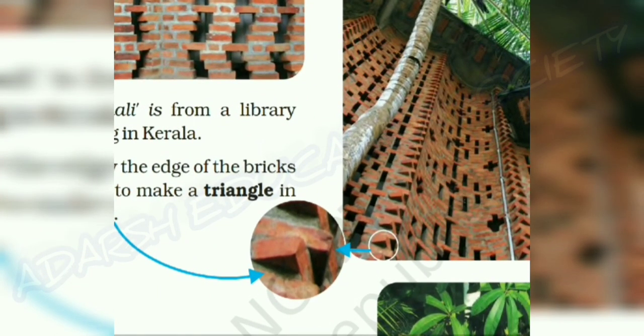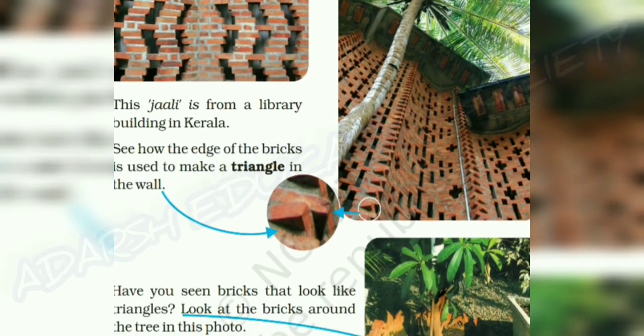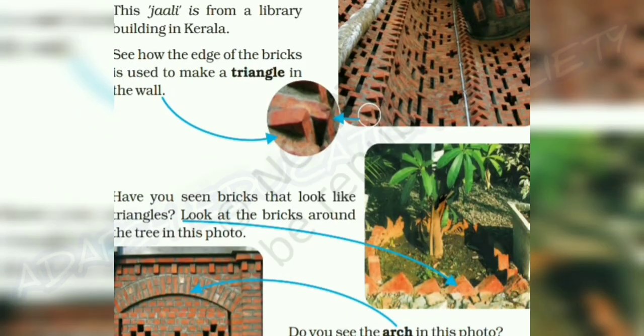How did they make the bricks like this? Look at the picture. They made bricks like this. The edges they have set like this and make different designs of brick. And here we can see it looks like a triangle. Okay. Now next, have you seen bricks that look like a triangle?